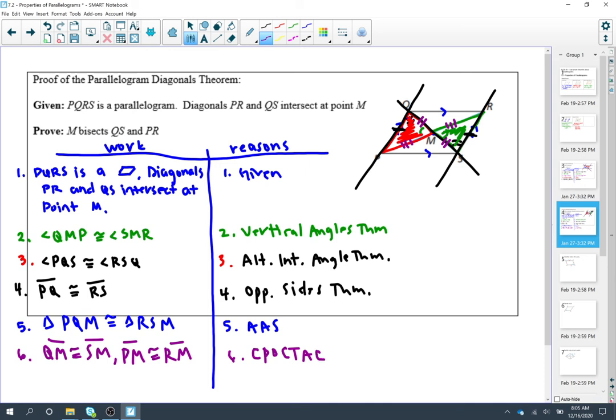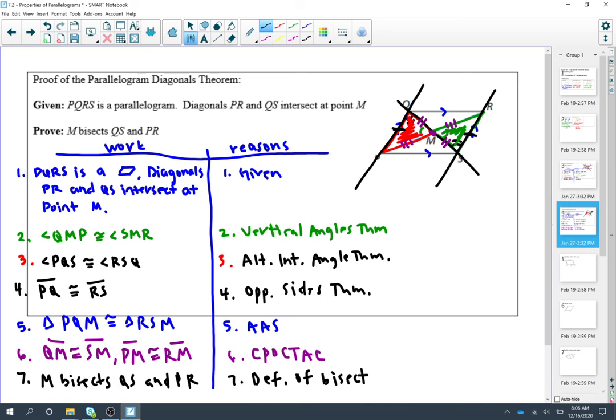Now, if I look at what I'm trying to prove, it says prove that M bisects QS and PR. Well, think about this. If QM is the same as SM and PM is the same as RM, and everything's kind of got an M in there, that's really what we've proved. We just haven't stated it that way. So in step 7, I'm going to say that M bisects QS and PR. And the reason I'm going to say that is by the definition of bisect.